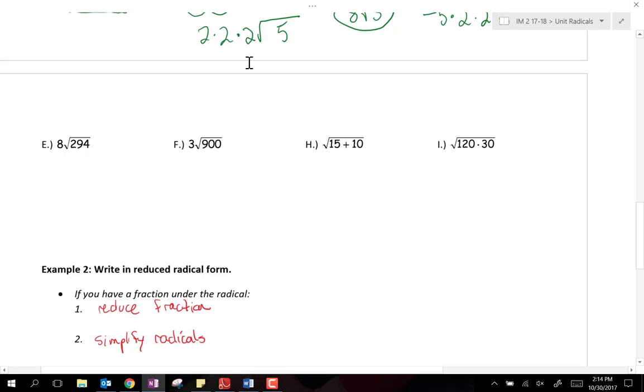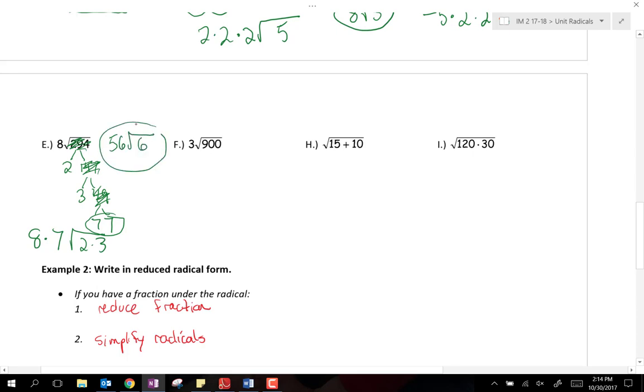294. I don't know what big numbers go into it, but I know that 2 goes into it because it's an even number. So we have 8 already. I break down 294 into 2 and 147. 147 can be broken down into 3 and 49. 49, 7, and 7. I have a pair of 7s, but I have a 2 and a 3 left over. So I multiply the stuff on the outside, multiply the stuff on the inside.